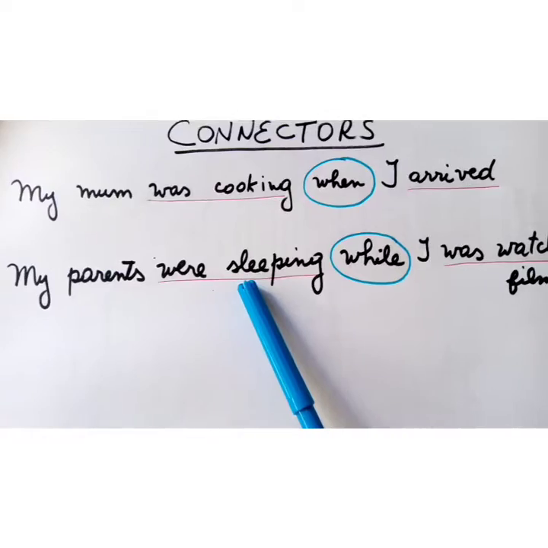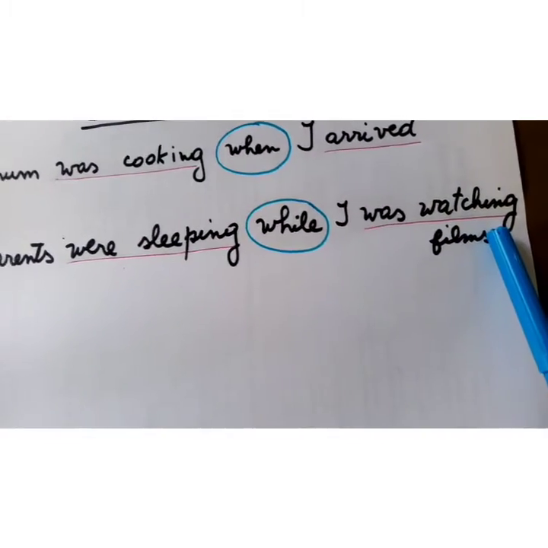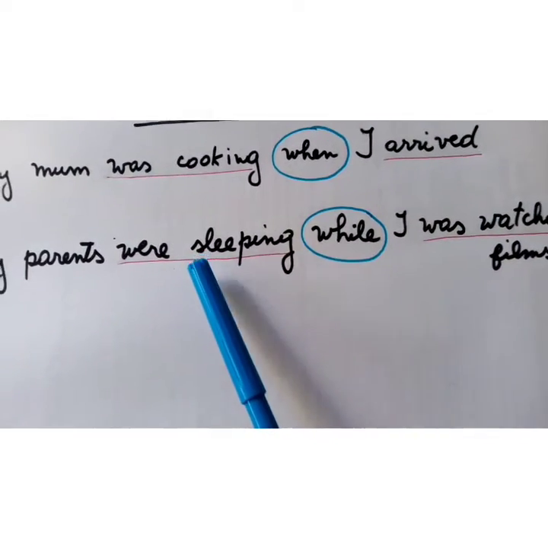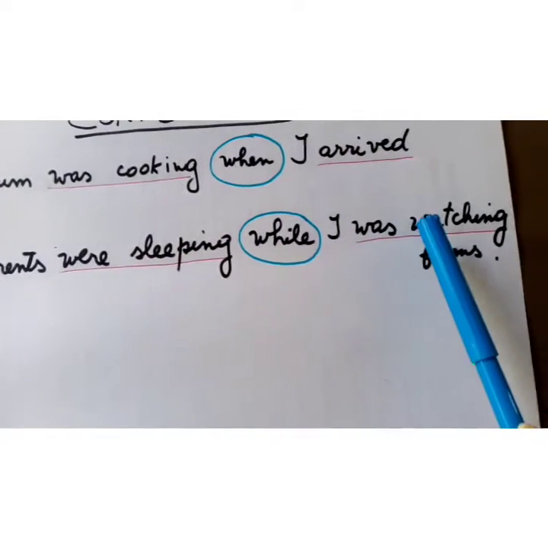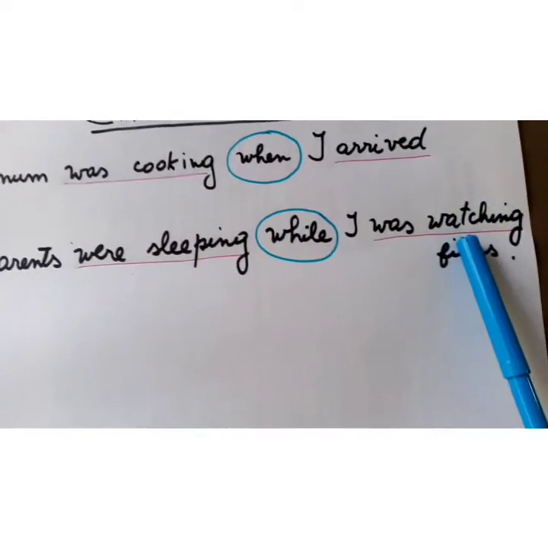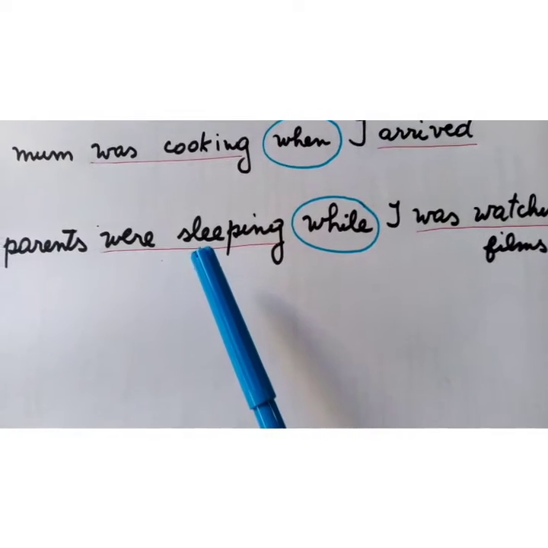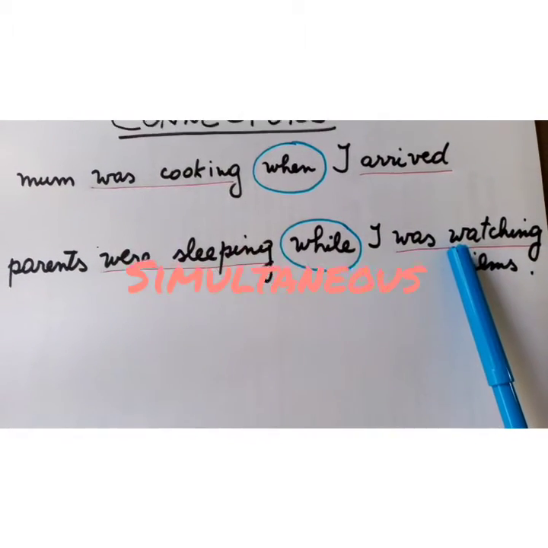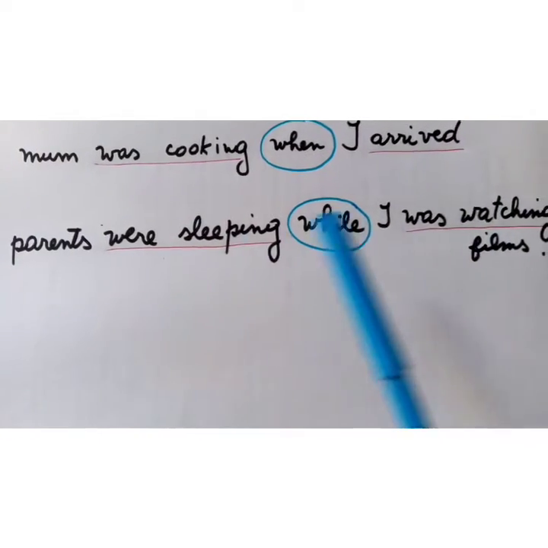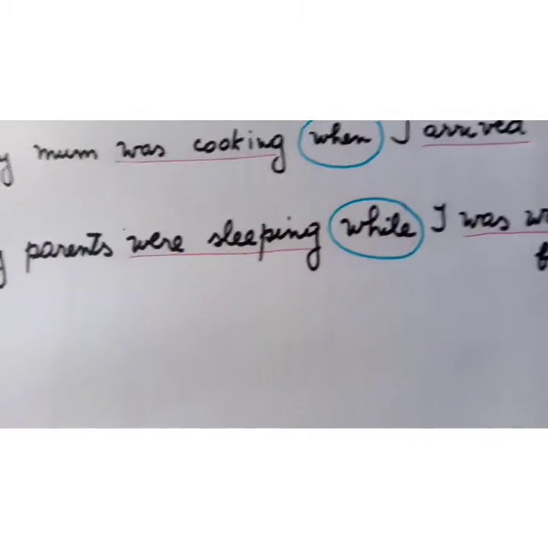Look at the second sentence. My parents were sleeping while I was watching films. Again, we have two actions. Was sleeping and was watching. Two simultaneous actions. Two actions that were happening at the same time. Simultaneous actions, okay?